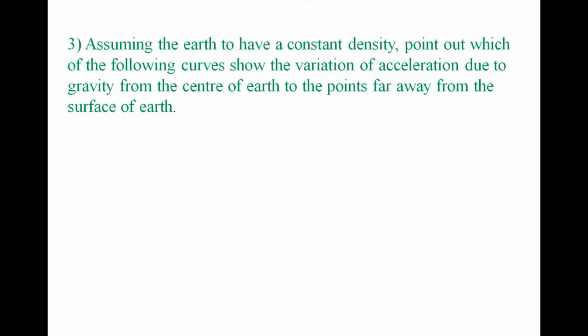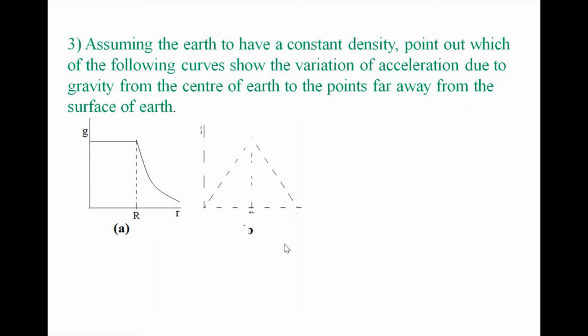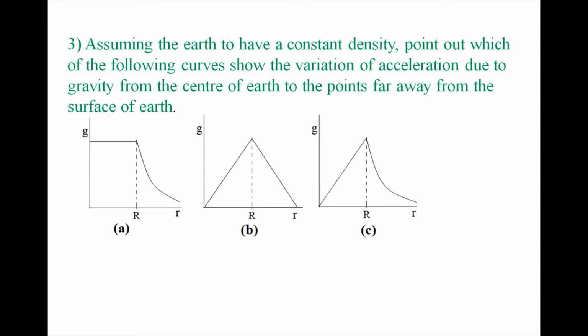Assuming the earth to have a constant density, point out which of the following curves shows the variation of acceleration due to gravity from the center of the earth to points far away from the surface of the earth. Let's see option A, that means the first graph. See the variation of small g against small r. Next option B. Next option C and option D. So let's see the solution.